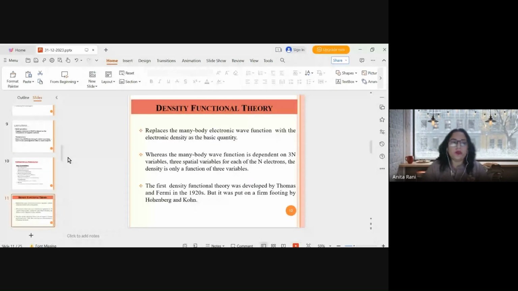So what is density functional theory? It replaces the many-body electronic wave function with the electron density as the basic quantity, as electron density depends only upon three variables, whereas the many-body wave function depends upon 3N variables. The first density functional theory was developed by Thomas and Fermi in 1920, but it was put on firm footing by Hohenberg and Kohn.